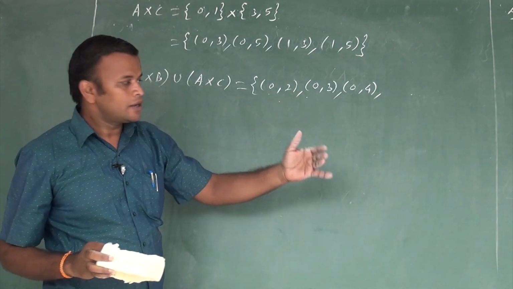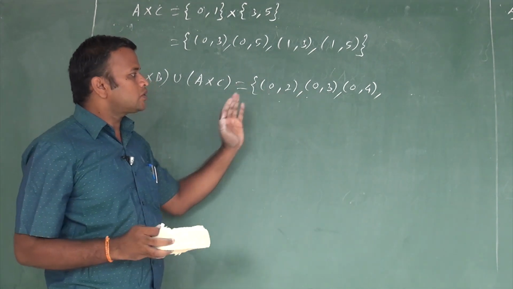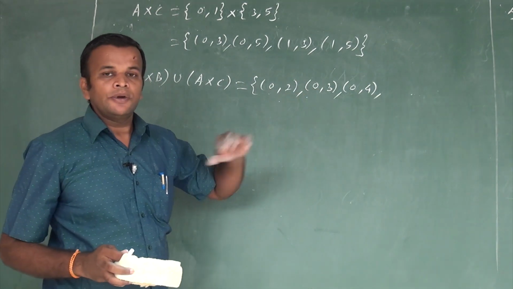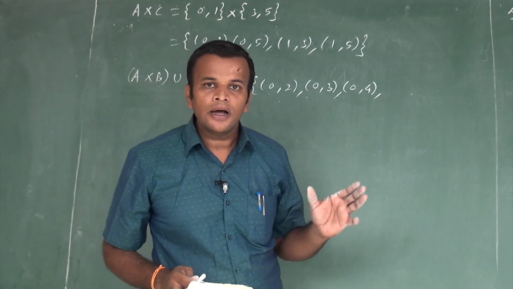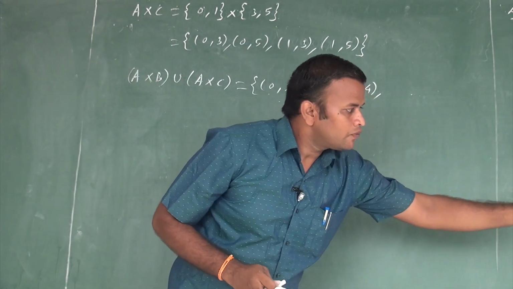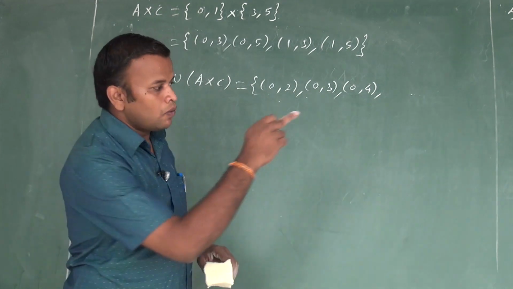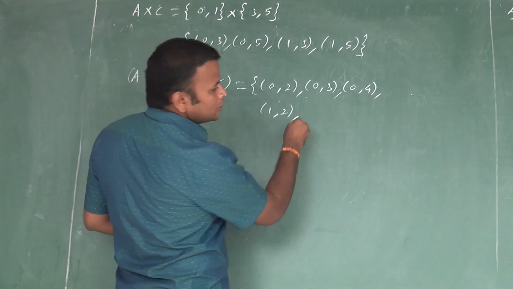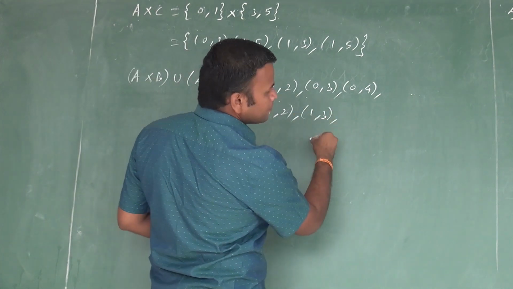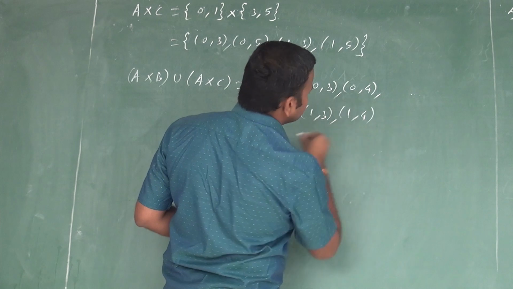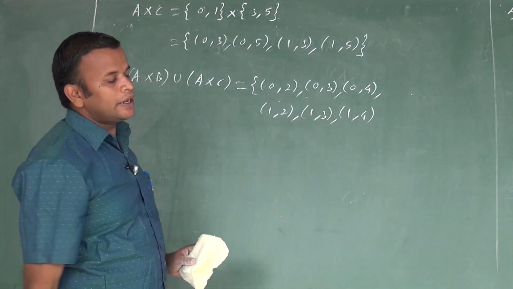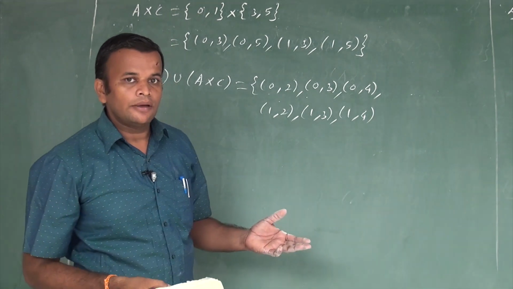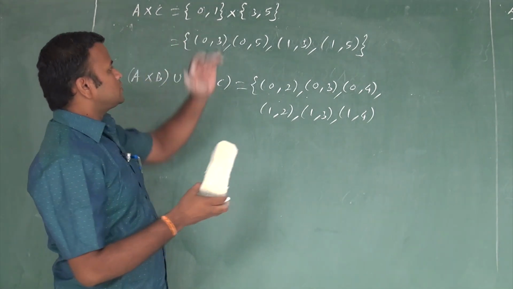I write in ascending order, so first I take the ordered pairs starting from 0. The next number after 0 is 1, so I take the ordered pairs starting from the number 1. After 0 comma 4, the next is 1 comma 2, 1 comma 3, 1 comma 4. So I write all the elements in A cross B. Now I check whether any element is missing from A cross C.